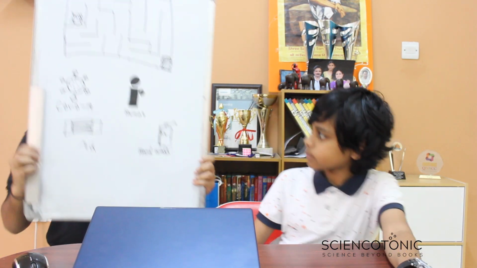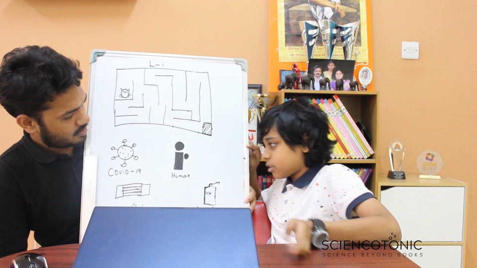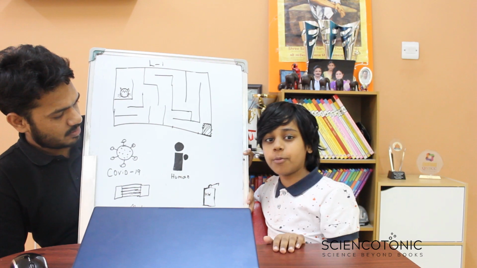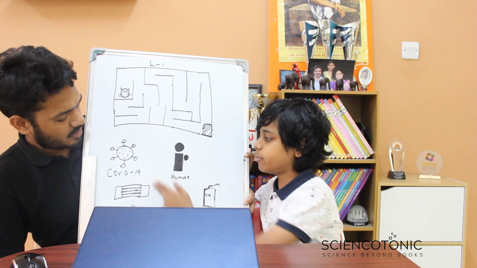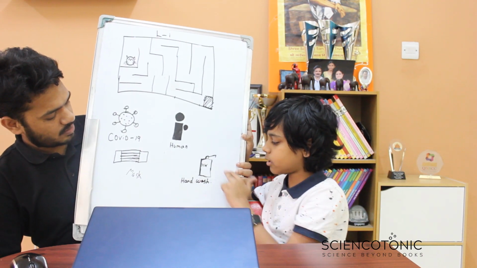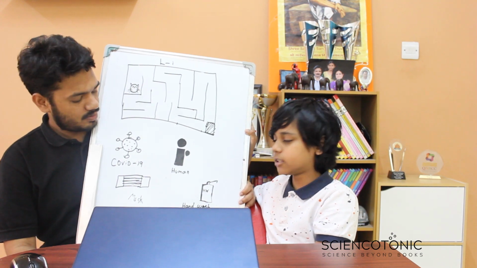The character that will be replacing the cat is a human. I'll be drawing our human like this. You can draw the human the way you like. So this will be COVID-19, and for safety we have the mask and hand wash. You can draw what you want to add. So this is our plan.